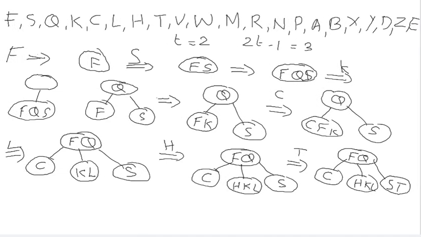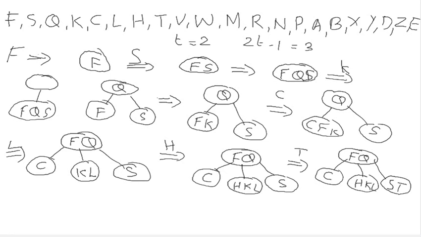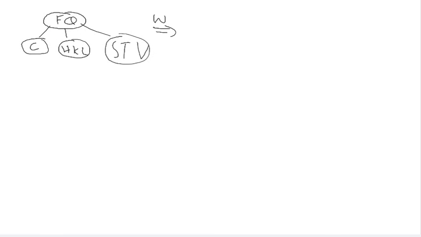Then you need to insert W. Okay, next step is to insert W. So where will W go? S, T, U, V, W. Okay, that needs to be inserted to this. So we'll start from F, Q and we'll reach this position. Okay, that's what the B-Tree insert procedure says.